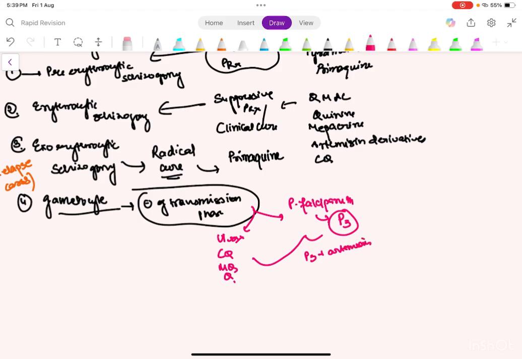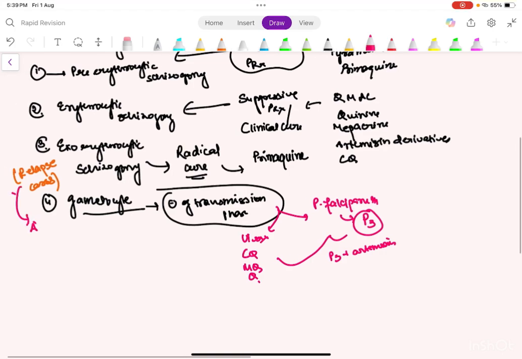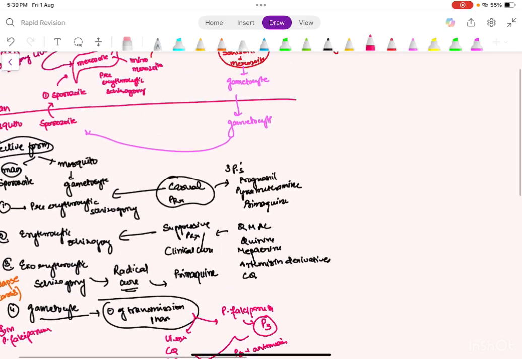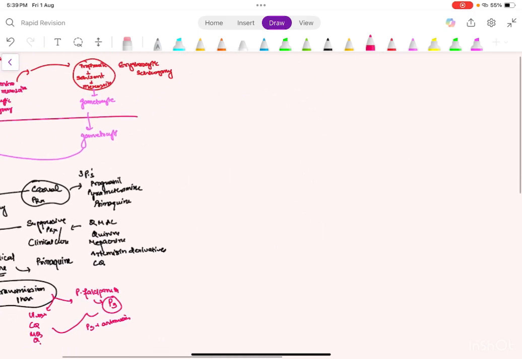Now there's one thing. This exoerythrocytic schizogony that I told about in relapse cases is absent in P. falciparum. Now let's talk about the chemoprophylaxis of malaria.